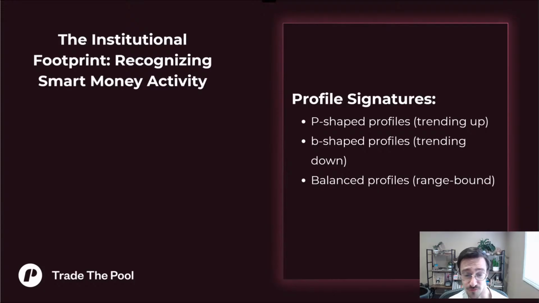So let's talk about the profile signatures real quick. And I'm going to whip out my handy dandy pen here. Let's see. If I draw on this, can you see? No, I have to draw on the actual page.